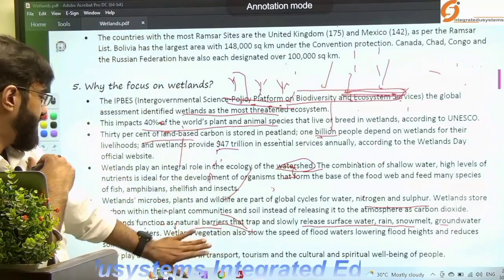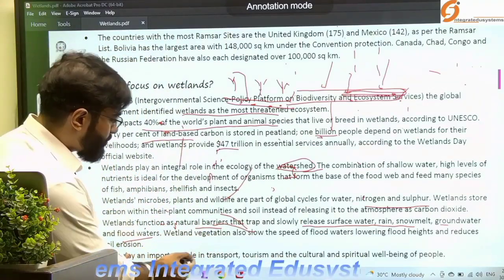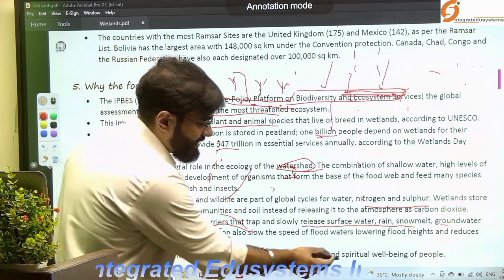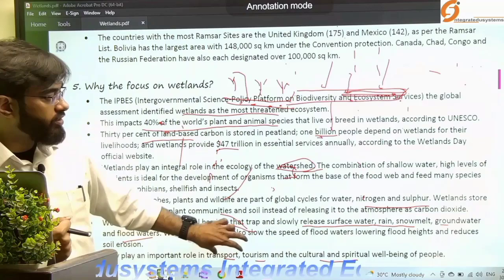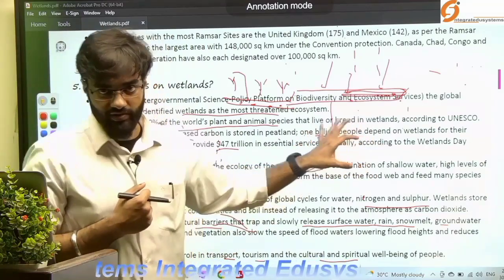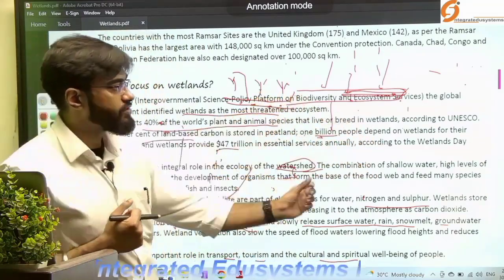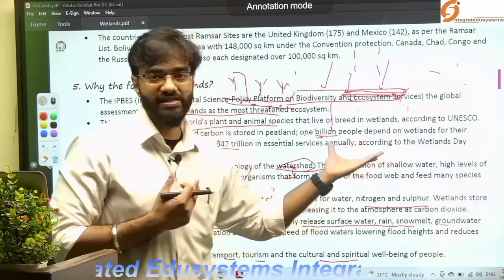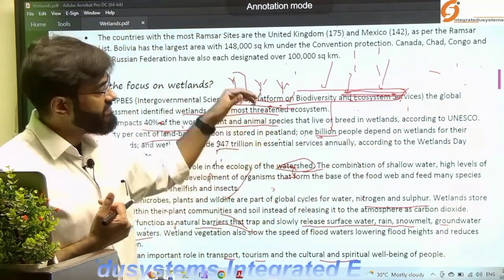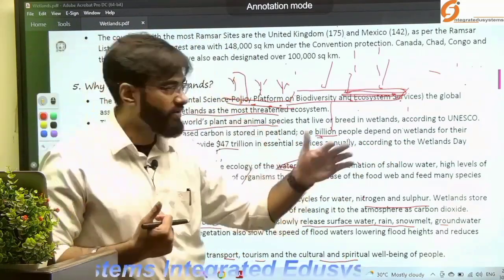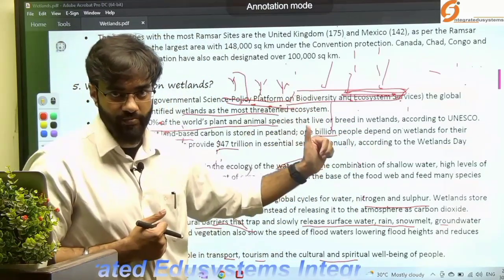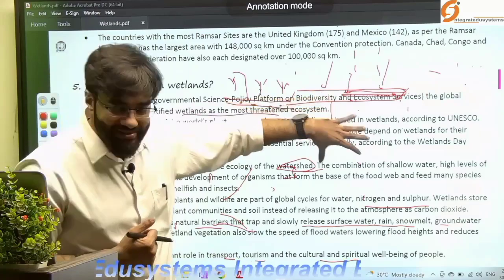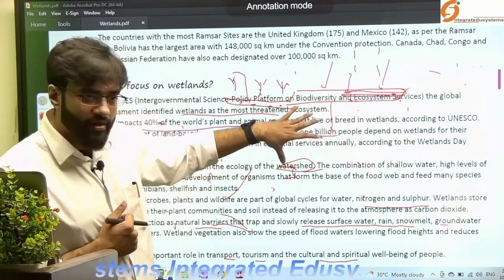And so then they play an important role in transport, tourism and culture and spiritual well-being of people. Transport, although we have talked about inland waterways and linking, also when we don't have a stable source of collection of water, we cannot just put our boat in the water. Proper canals have to be made, proper linkages have to be made, proper channels have to be made. So these wetlands also contribute to that.